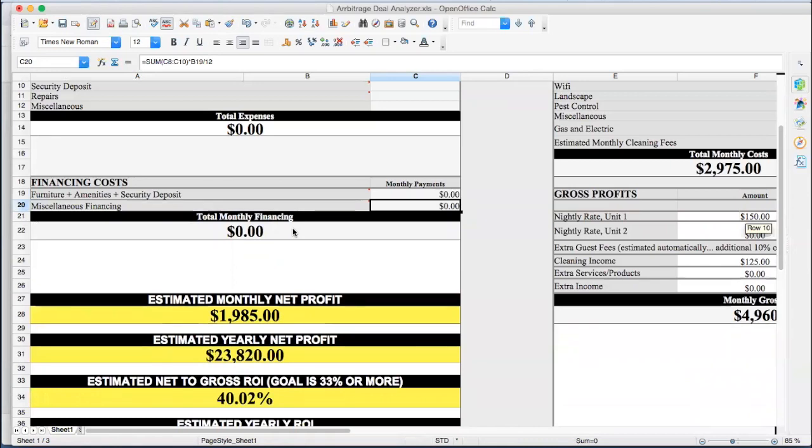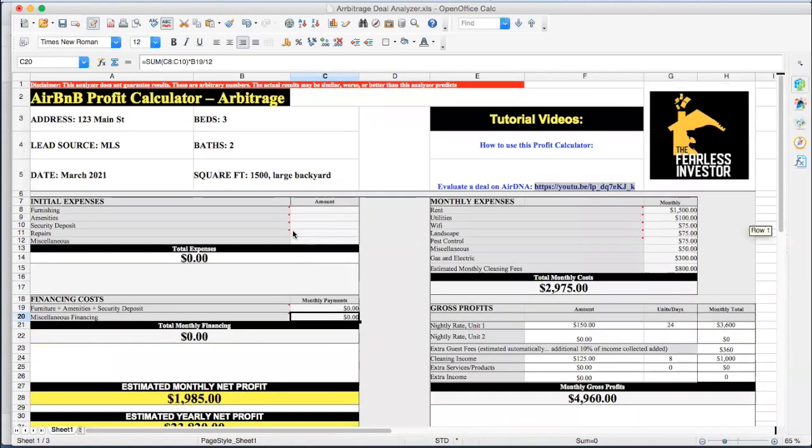And this, my friends, is exactly how you use the Airbnb profit arbitrage calculator.